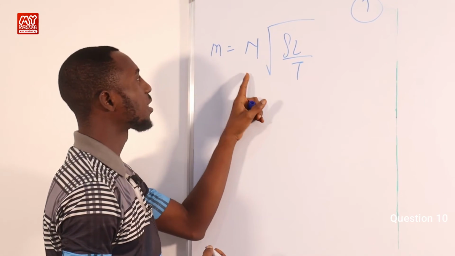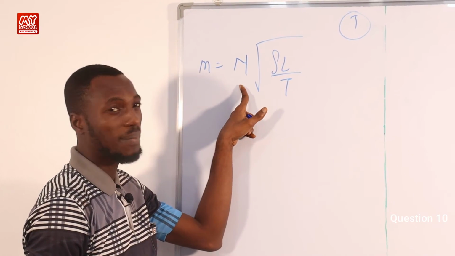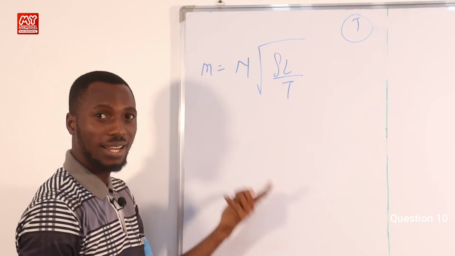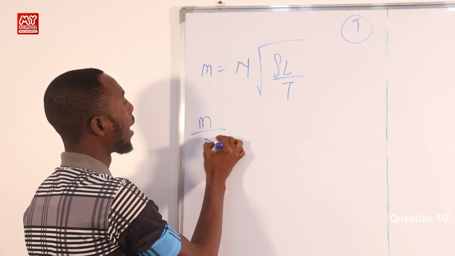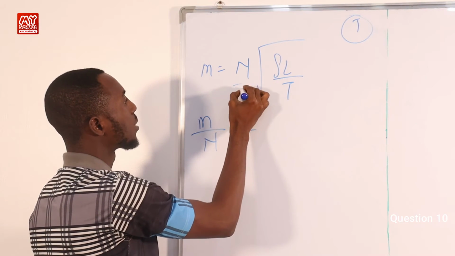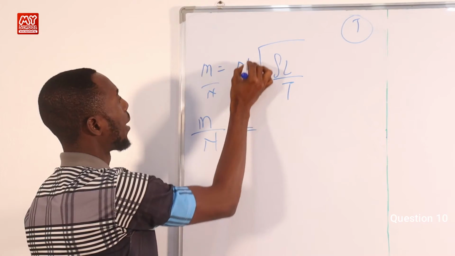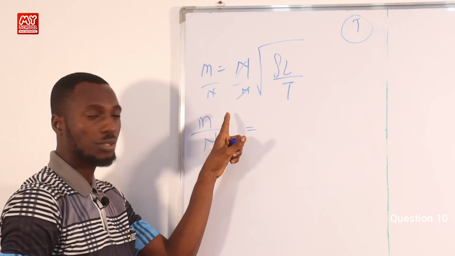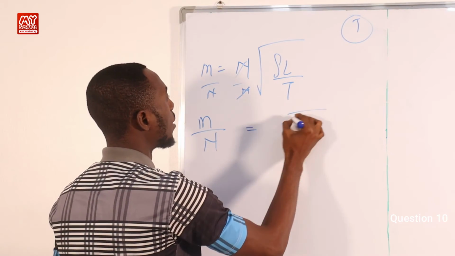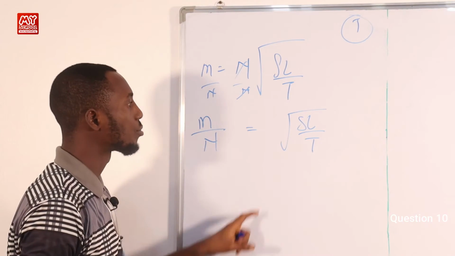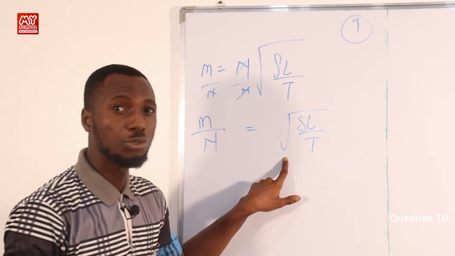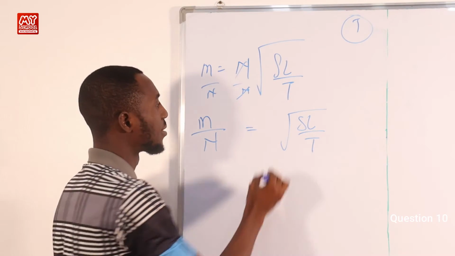The first thing we have to do is divide both sides by N to eliminate N. So we have M over N equals, because we divided both sides, this is gone, the big square root of SL over T. To eliminate this square root, what do we do? We square both sides.